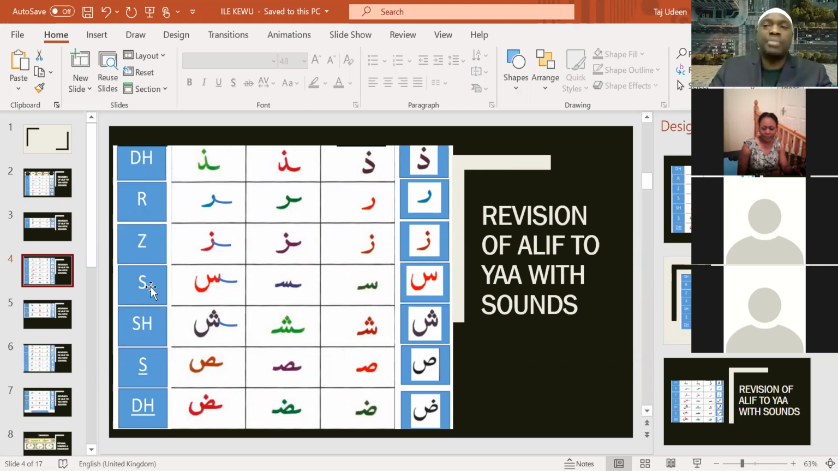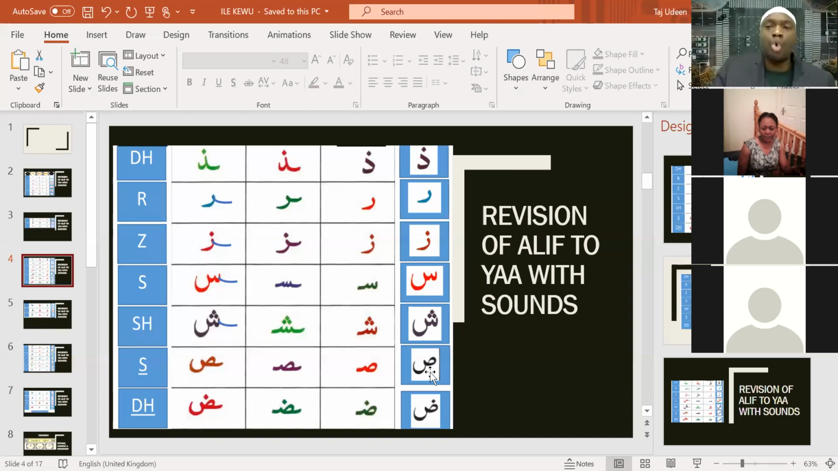We have to show our teeth whenever we are saying this letter. This letter also has a tail. So when we are joining it with another letter in the middle, we remove the tail. Then the next is what? Shin. Shin is family of Sin, but Shin has got 3 dots on the top and it sounds Sh.